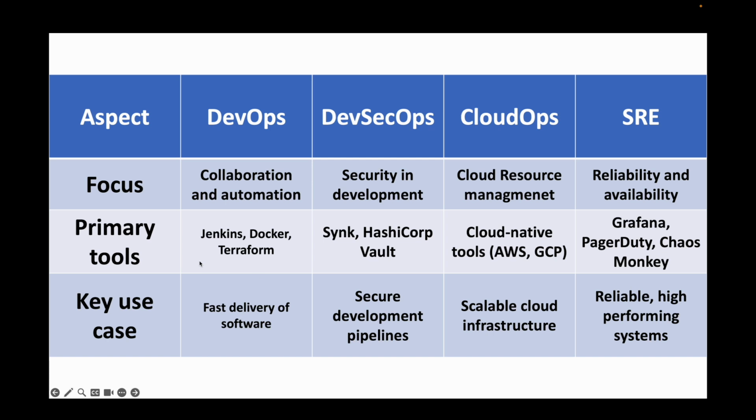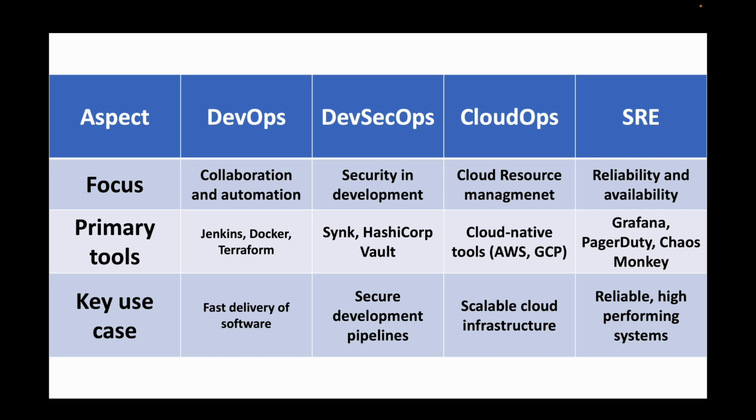Now, the primary tools that you will use as a DevOps: you'll use Jenkins to set up your CI/CD, Docker for containers, Terraform for your infrastructure as code. DevSecOps, you have tools like Snyk, HashiCorp Vault, Aqua. CloudOps, you'll have your cloud native tools. So if you're working on AWS, then you'll be using all the AWS related services. If you're on GCP, then you'll use all the GCP related tools. Likewise, if you're on Azure, then you'll be using all the Azure related tools. As an SRE, you'll have tools like Grafana, Chaos Monkey, PagerDuty.